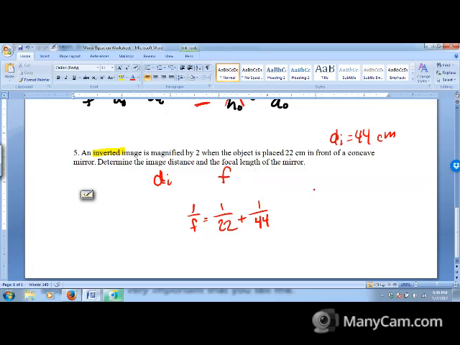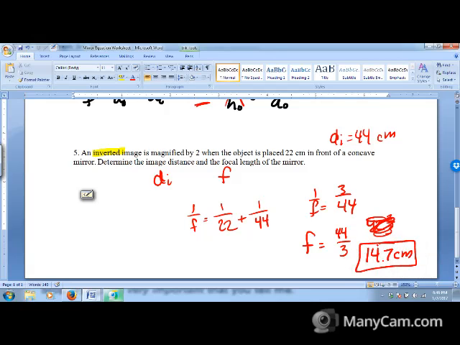So if you do the math, find a common denominator, you get that 1 over f is 3 over 44, because the common denominator would be 44. Which means f, your focal length, is 44 thirds. That is an exact answer. If you want to be approximate, it's 14.7 centimeters, but that's your exact answer.